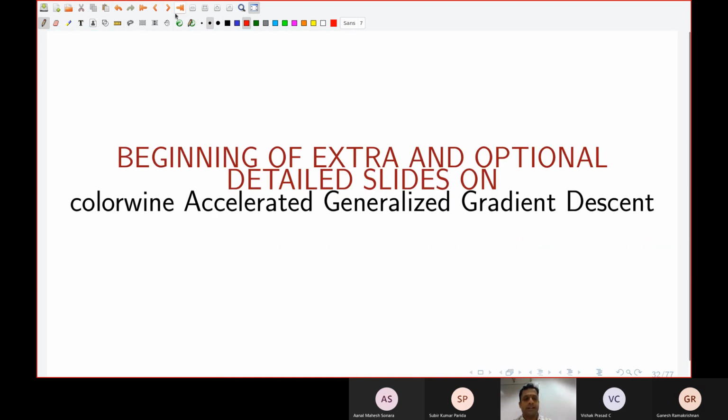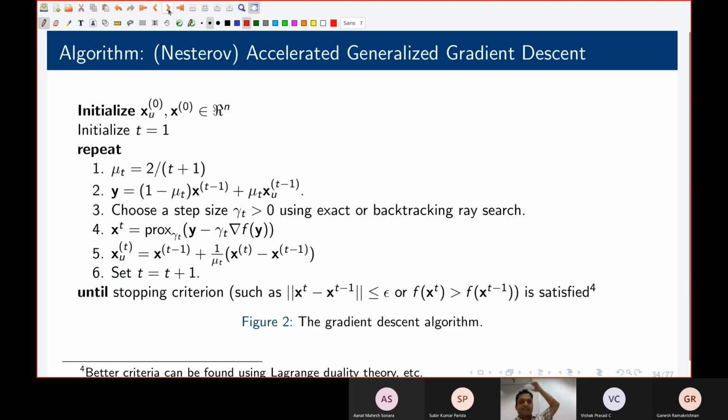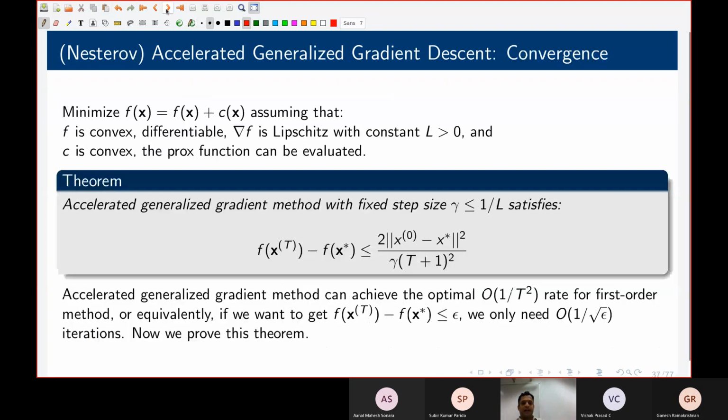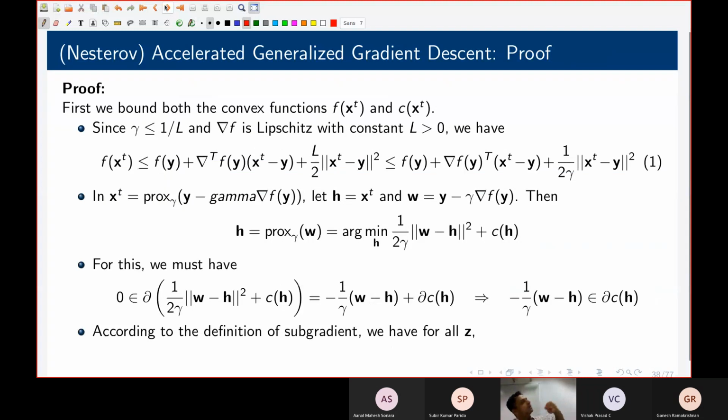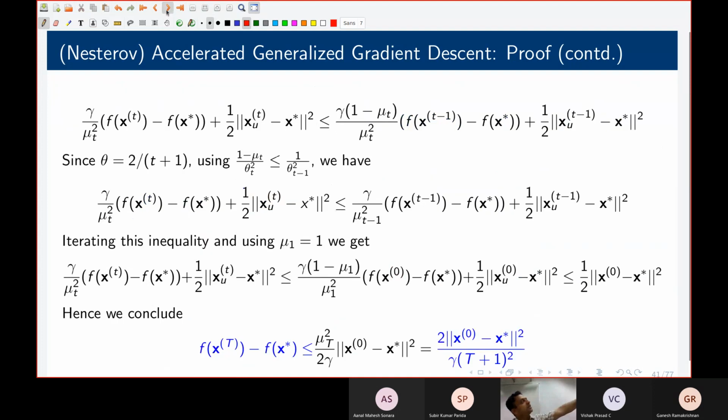What I'll do is leave you with some extra and optional detailed slides on accelerated generalized gradient descent. I'll not go into these. Things just get very messy with too many notations and updates. I have to use unprojected or non-proximal updates, and then bring in the proximal part. So the analysis is very messy. But I provide some proof of its rate of convergence, which you're welcome to look at. I tried to color code it in case you're interested.